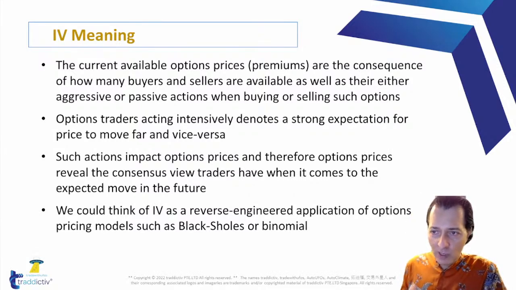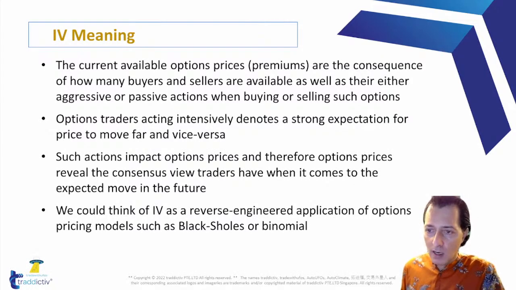So what's the meaning of that number? Well, the current available options prices, which we call premiums, are the consequence of how many buyers and sellers are available at this particular moment in time, as well as how aggressive or passive they are. Are they buying calls like crazy, like it's going to the moon? Are they buying puts like the world is ending and they are absolutely not patient? They just want the trades immediately. They're using market orders. They have no patience to wait for good prices and getting filled. They just want it now. Are they aggressive like that, or are they passive?